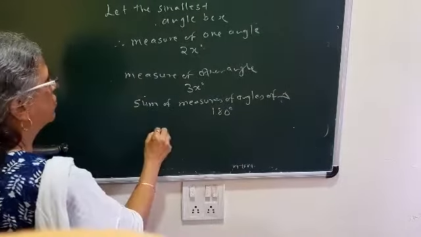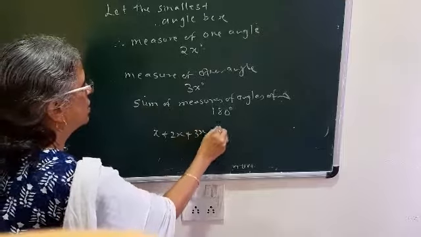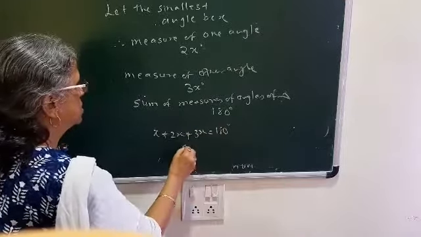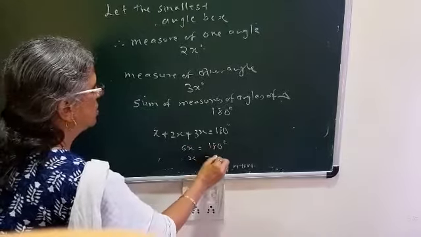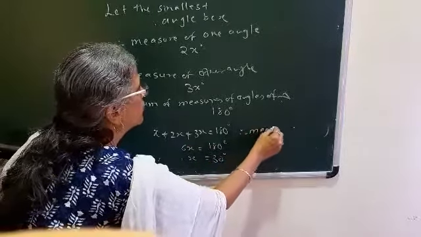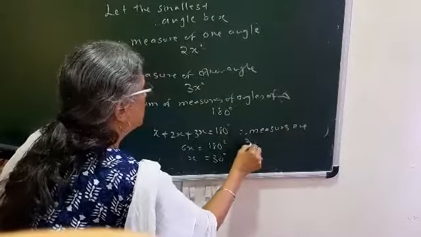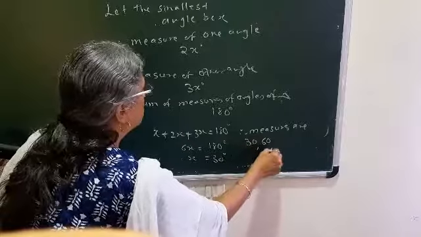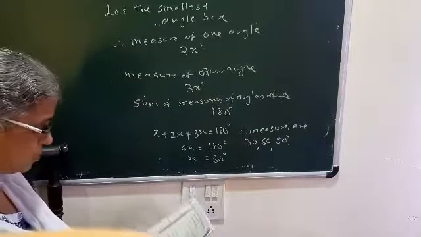that property we are going to use. X plus 2x plus 3x equal to 180 degrees. So 6x is equal to 180 degrees. x is equal to 30 degrees. Therefore the measures are 30, 60 and 90 degrees. Alright, so that is sum number 4.